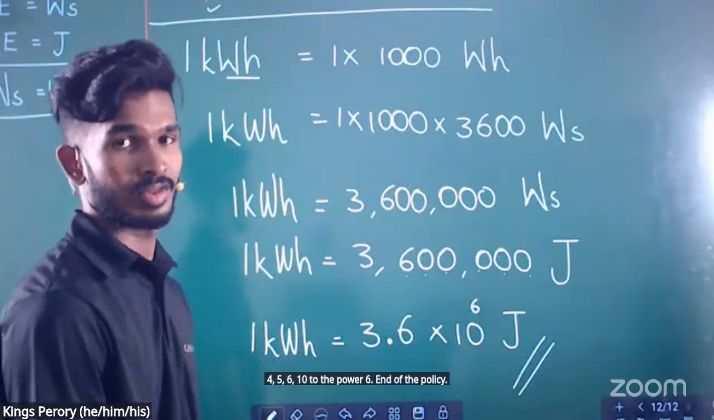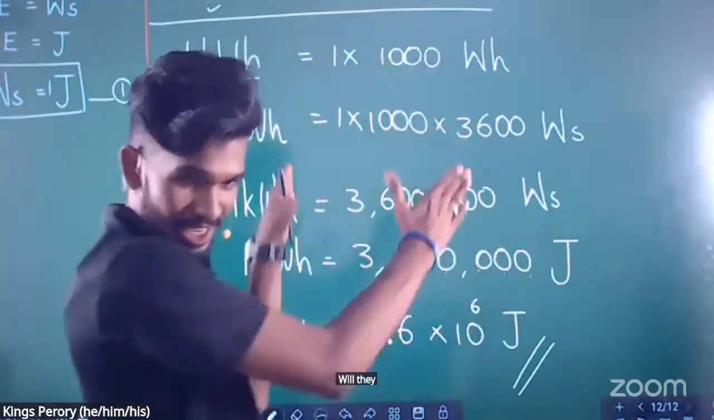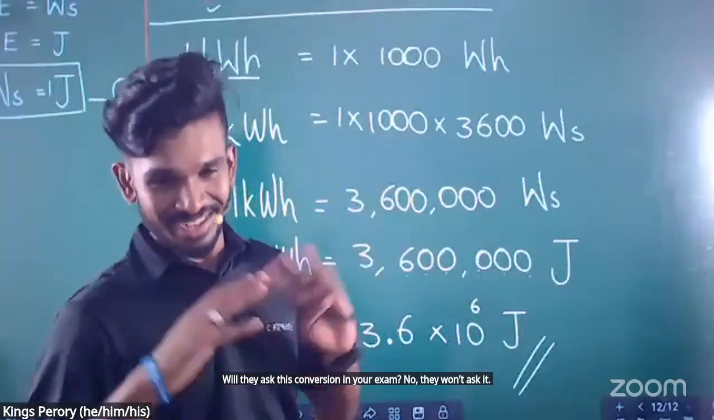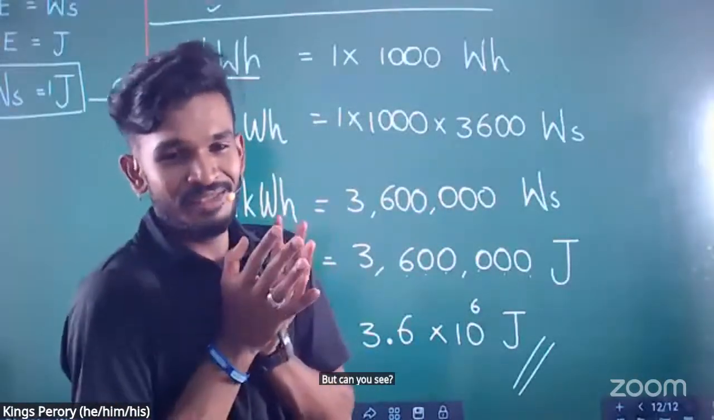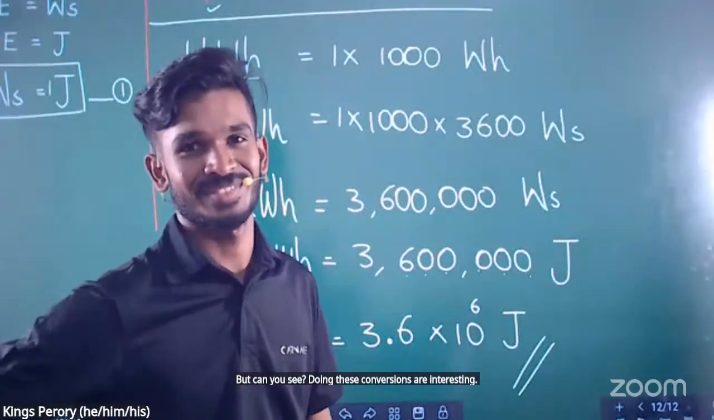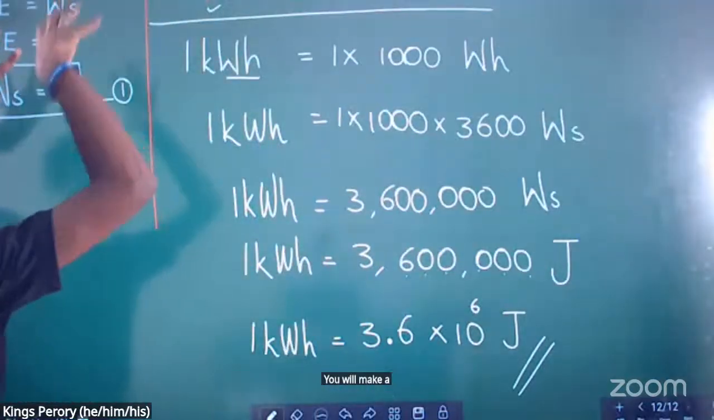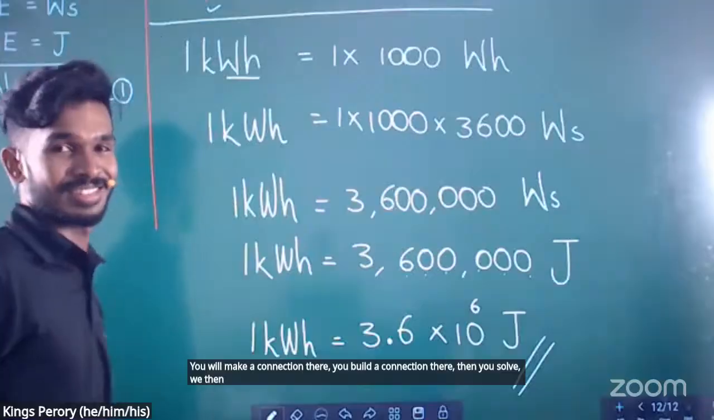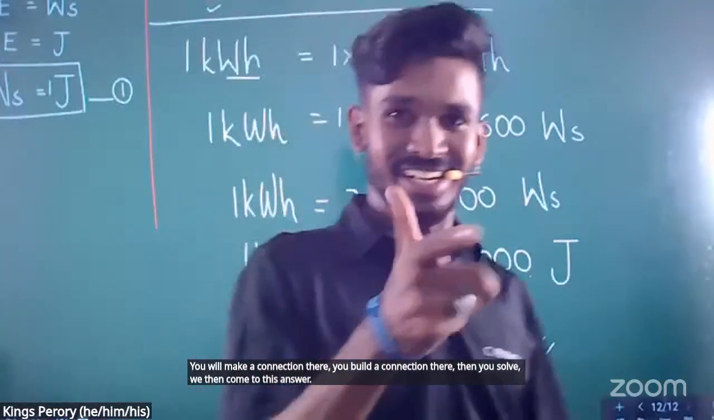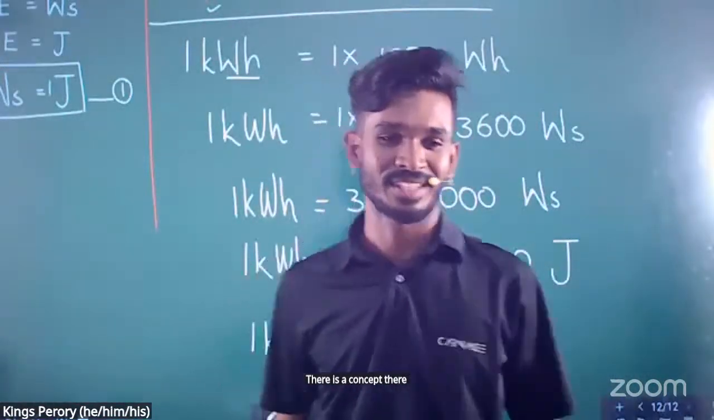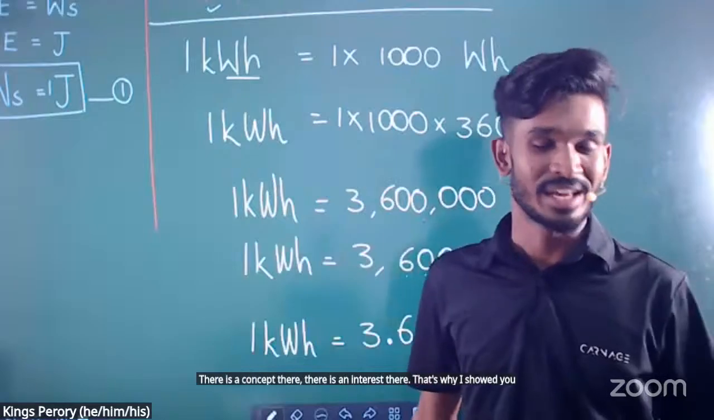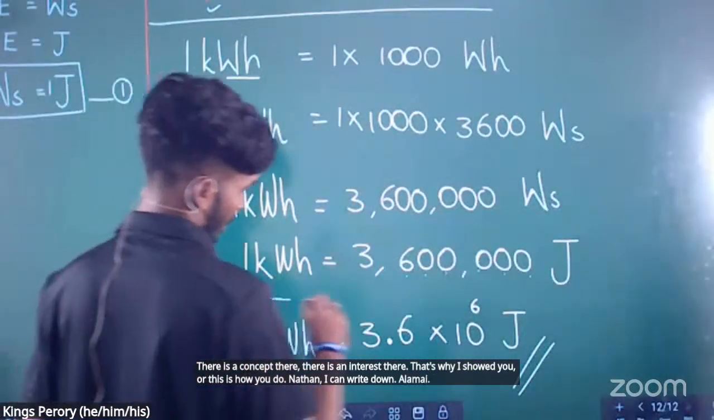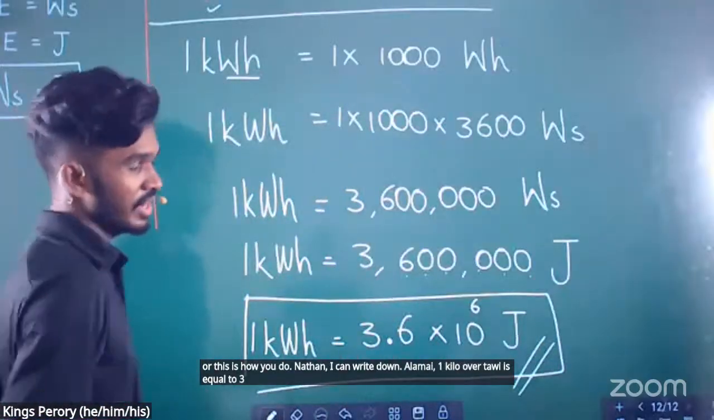Sorry, will they ask this conversion in your exam? No, they won't ask it. But can you see, doing these conversions is interesting. You make a connection there, you build a connection there, then you solve it and come to this answer. There is a concept there. There is an interest there. That's why I showed you all. This is how you do it. I can write down that 1 kilowatt hour is equal to 3.6 into 10 to the power 6 joules.